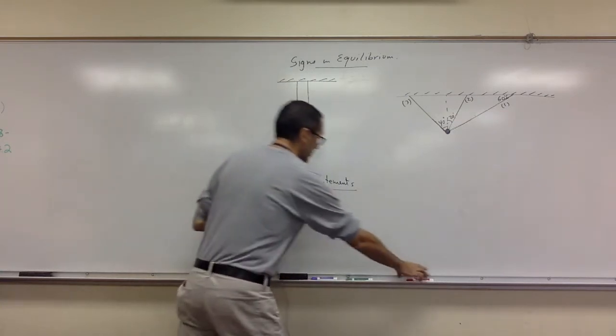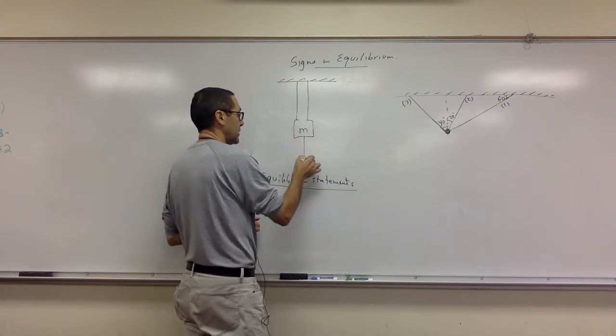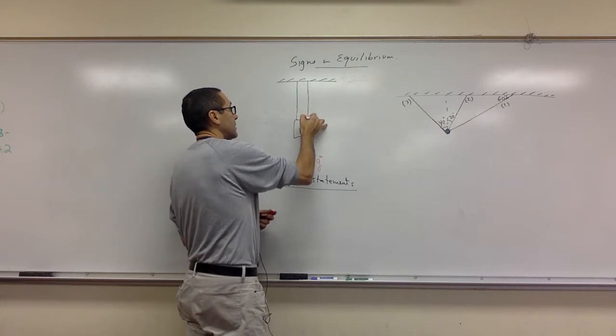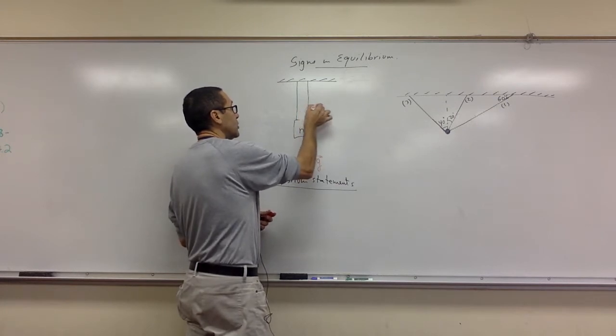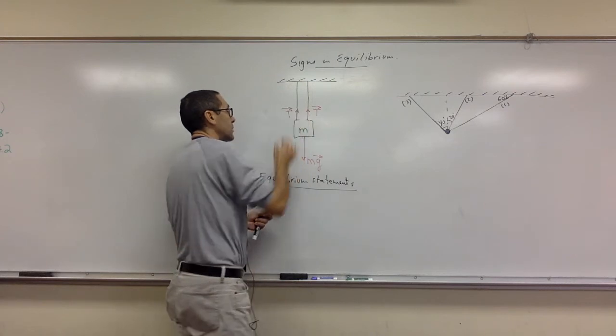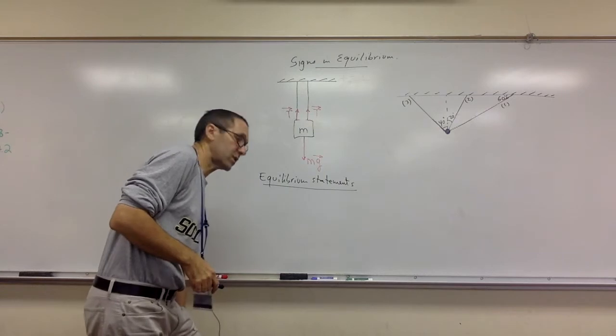The first thing you want to do is draw your free body diagrams. The forces acting on this object are the pull of gravity and the tension by each string. Since the tension is going to be the same, we're not going to put a subscript for T1 and T2.